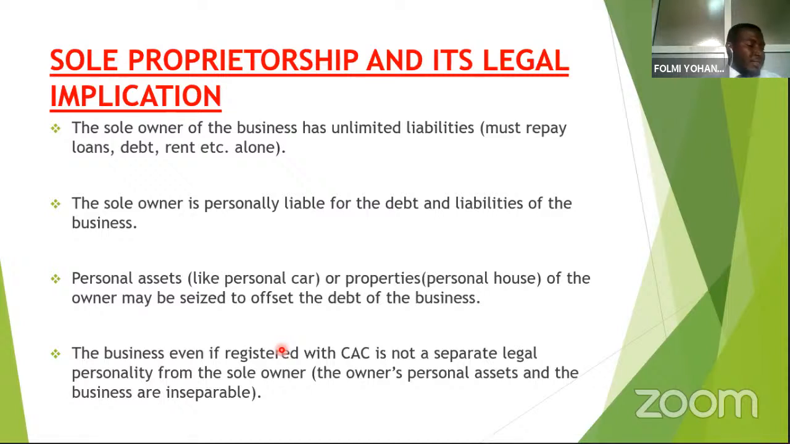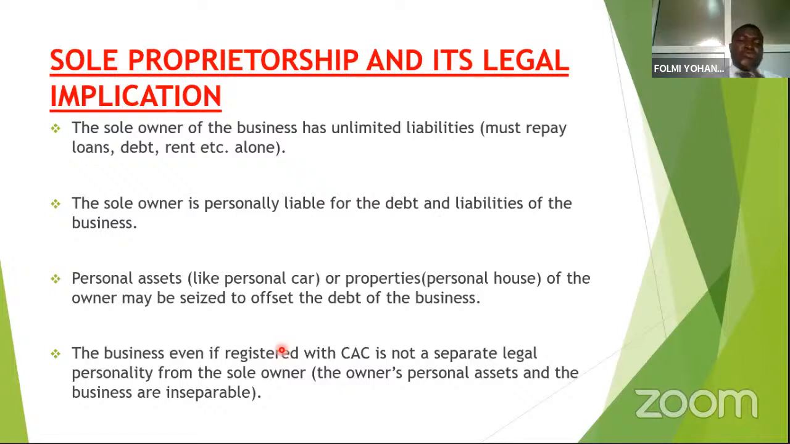In this case, I will be using Johnson Ventures, Johnson Business Ventures, for my examples. So let's say Mr. Johnson runs Johnson Business Ventures. As the sole proprietor of that business, he makes the decision alone. He enjoys his profits alone.